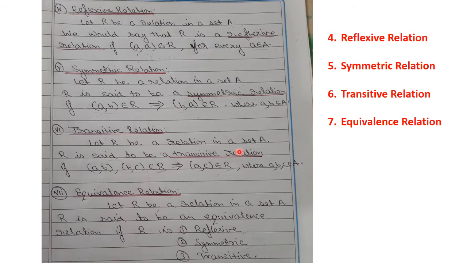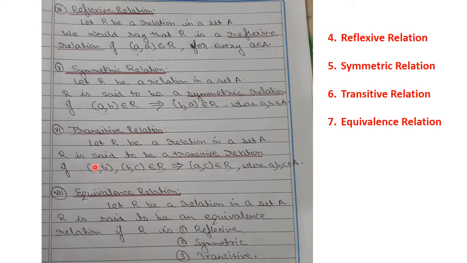Next, transitive relation. Let R be a relation in a set A, then R is said to be a transitive relation if we have two ordered pairs of this type where the second component of this is equal to the first component of this.